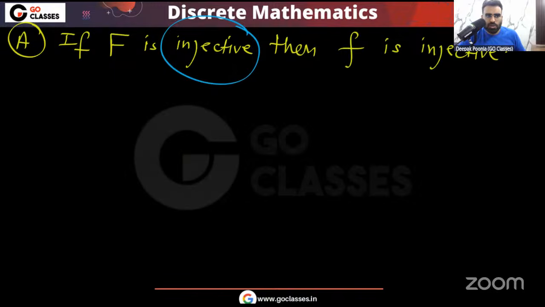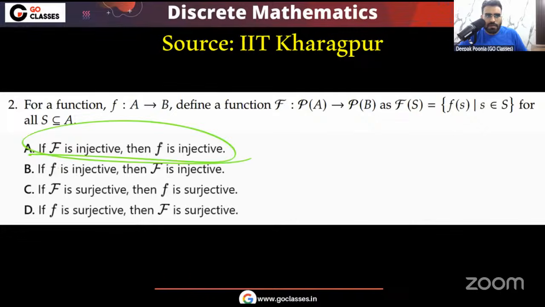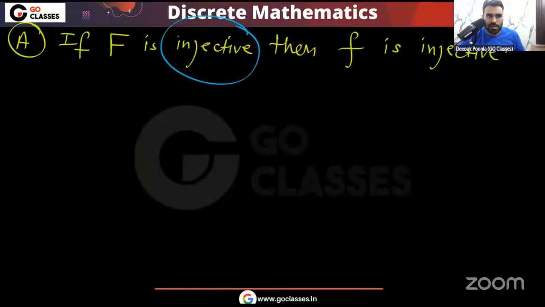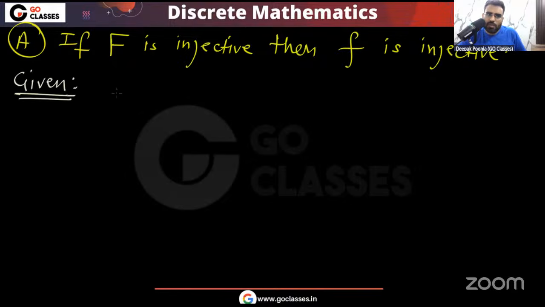Now once you understand this injective function, let's prove option A: if capital F is injective, then small f is injective. Here it is given to you that capital F is injective. So let's write what is given to us. It is given that capital F is injective. Now we need to see, can I prove small f is injective or not?